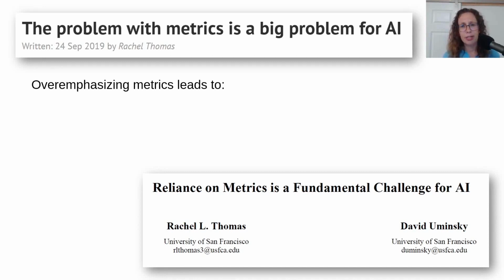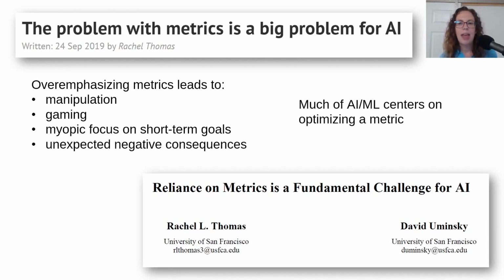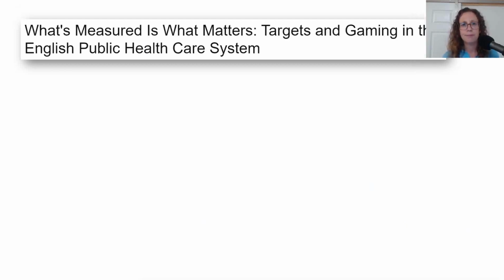But overemphasizing metrics can lead to a number of problems, including manipulation, gaming, myopic focus on short-term goals because it's easier to track short-term quantities, unexpected negative consequences, and much of AI and machine learning centers on optimizing a metric. This is kind of both the strength of machine learning, it's gotten really, really good at optimizing metrics, but I think this is also kind of inherently a weakness or a limitation.